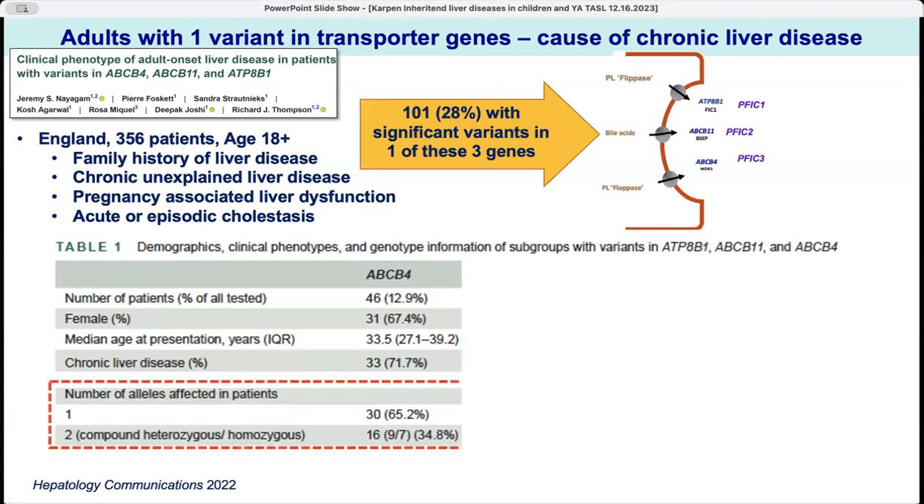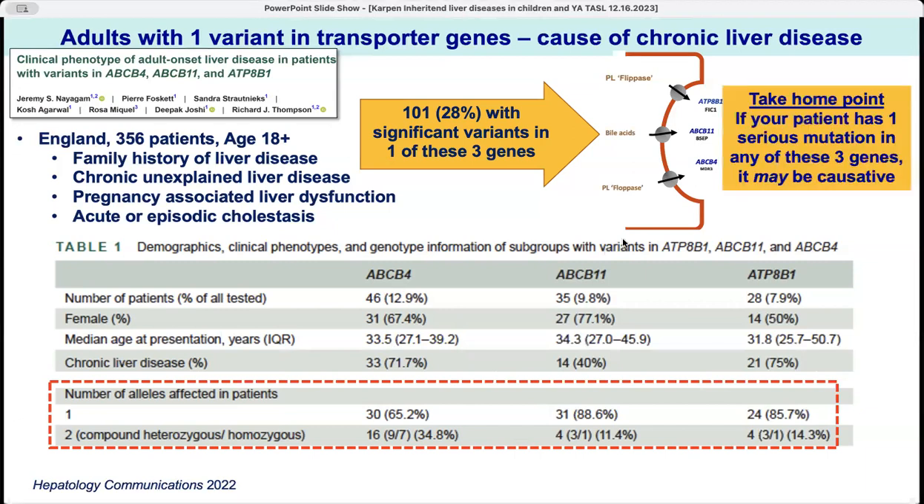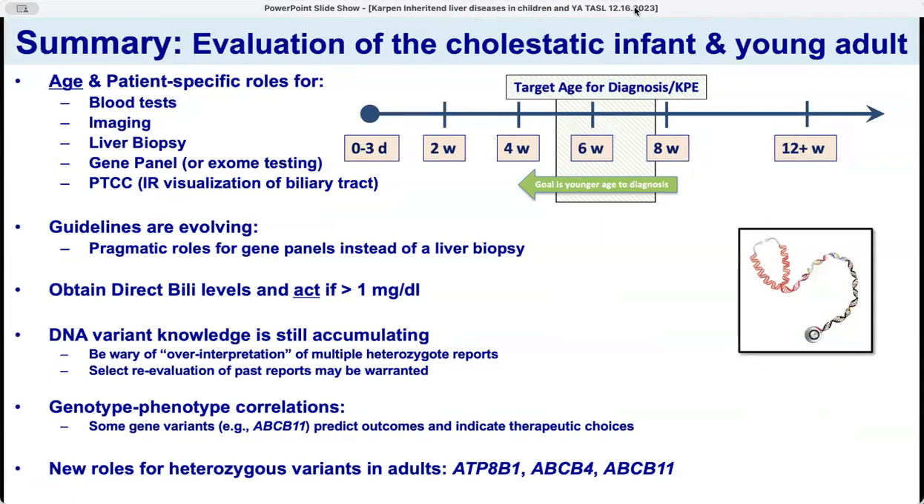In the interest of time, I'm just going to refer you to the paper, but I want you to see that in ABCB4, the number of variants that they found that were monoallelic, not biallelic, was quite high, 65% for ABCB4. In other words, there may be roles for hets in these patients. So the take-home point here is if your patient has one serious mutation in any of these three genes, it may be causative.